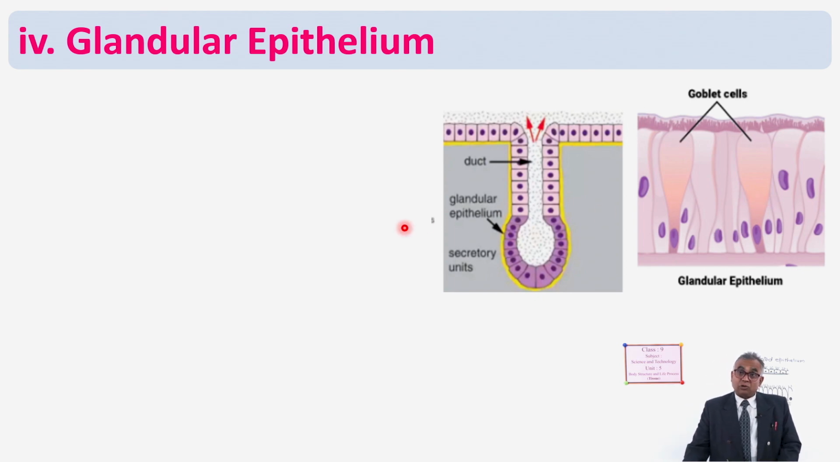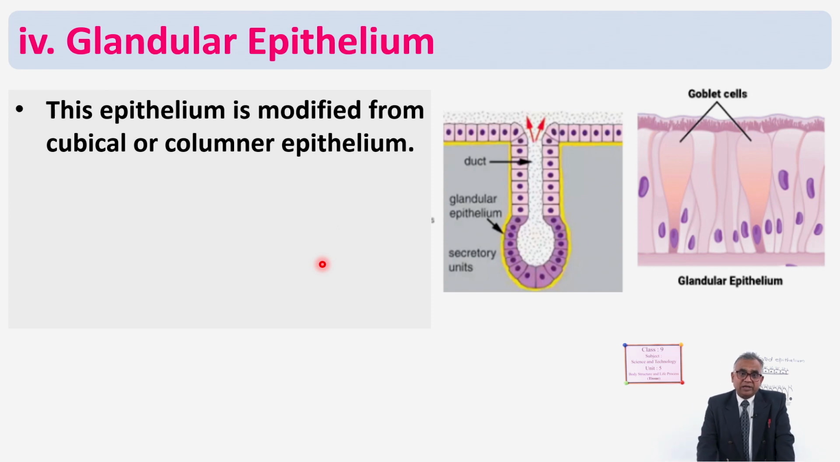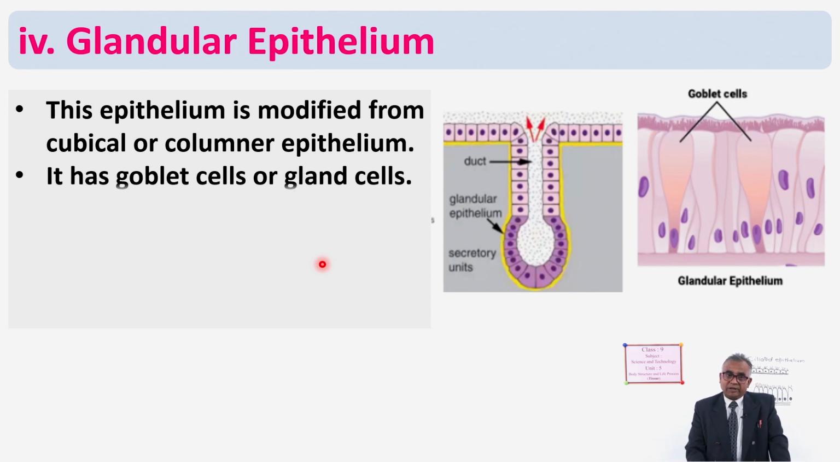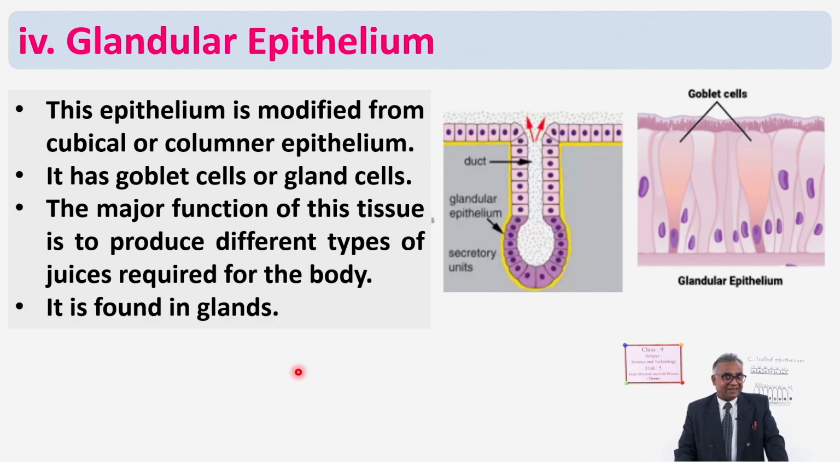So if this modification is found in columnar epithelium as well as cuboidal epithelium, then that is especially termed glandular epithelium. So, this epithelium is modified from cubical or columnar epithelium. It has goblet cells. Goblet cells are also termed gland cells. The major function of this tissue is to produce different types of juices required for the body. So, obviously, they are found where? On the glands. And in this way, we have finished epithelial tissue.